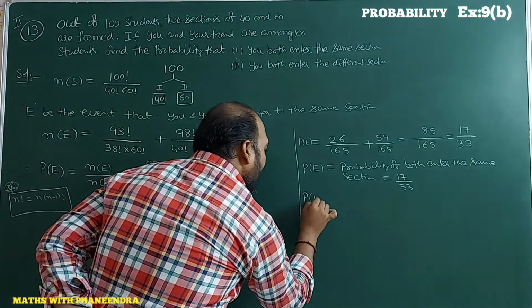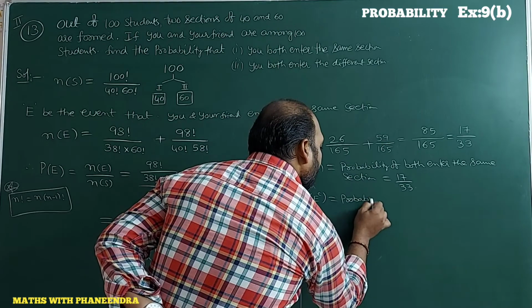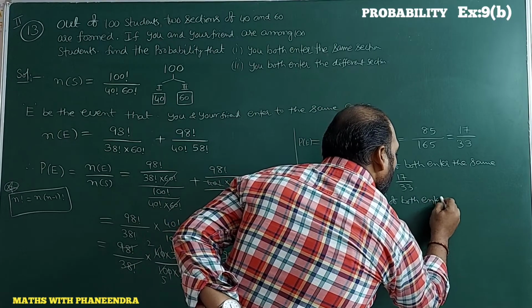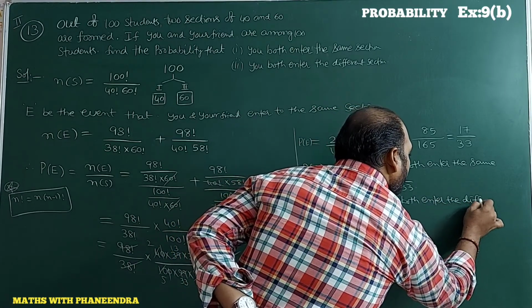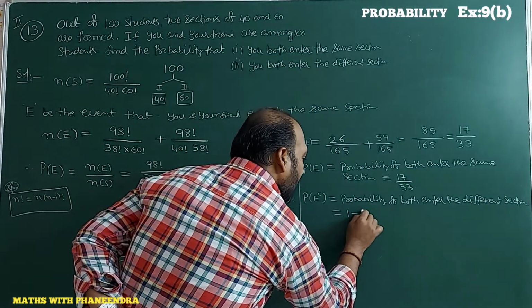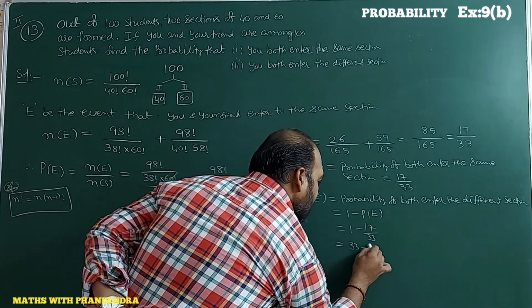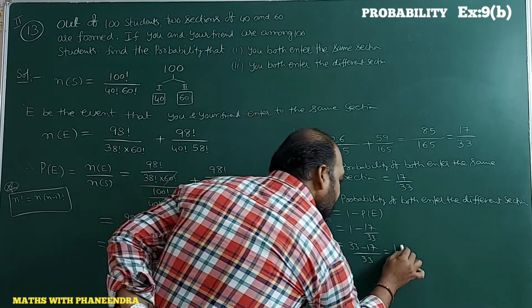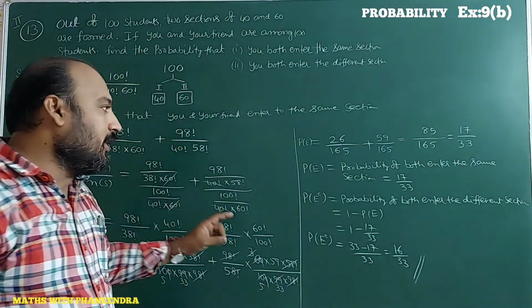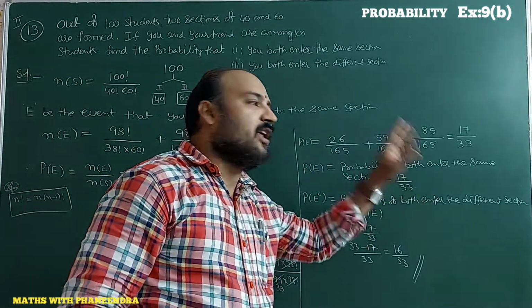So P of E complement is equal to the probability of both entering different sections. So P of E complement is equal to 1 minus P of E only, 1 minus 17 by 33. So 33 minus 17 by 33, that is equal to 16 by 33. Therefore, the probability of the people entering different sections is 16 by 33, and entering the same section is 17 by 33.